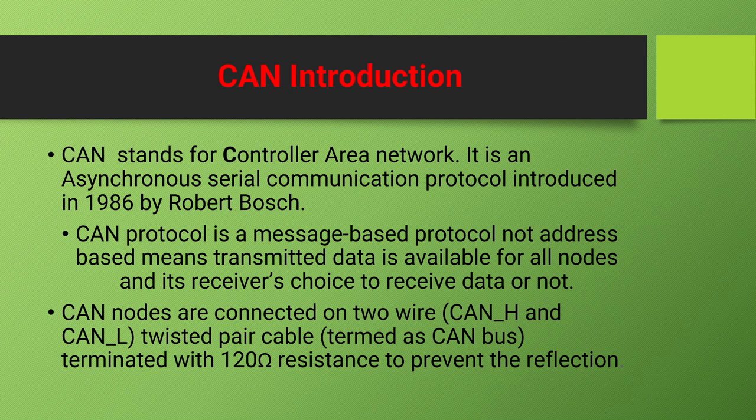In CAN, nodes are connected on two wires, which are CAN high and CAN low, a twisted pair cable. In these two wires we are twisting the CAN high and CAN low, twisted pair cables. It terminates with 120 ohm resistors to prevent reflections. What are the reflections we are getting? Some noise happens in transmission, so to avoid this type of noise, we use 120 ohm resistors at both ends.